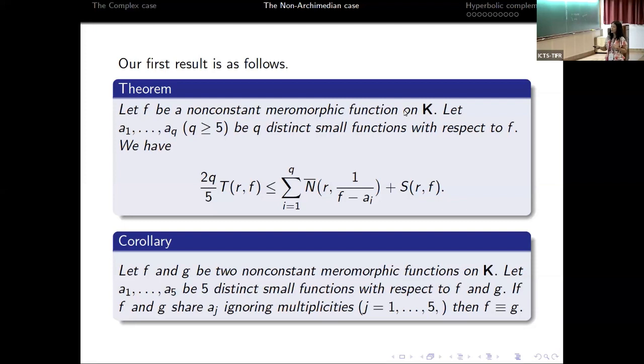So here we can get 5, but what we want is it should be 4 here, but we still cannot get it. And this result, I worked with my student. He just graduated PhD some weeks ago.